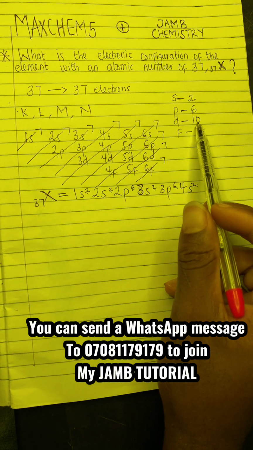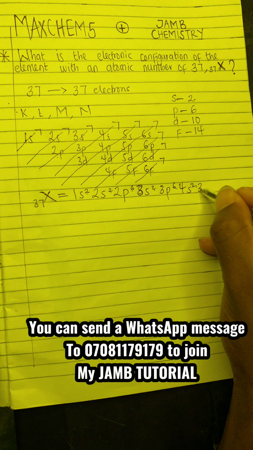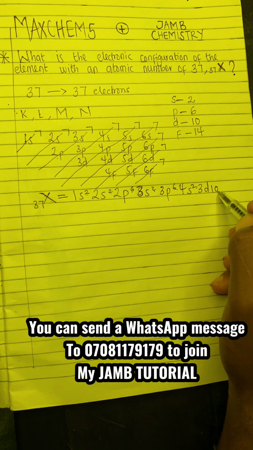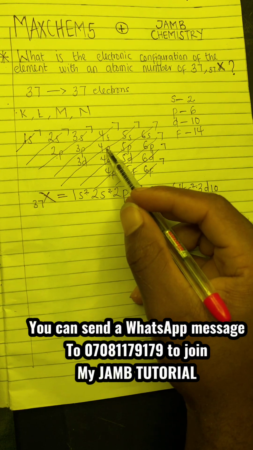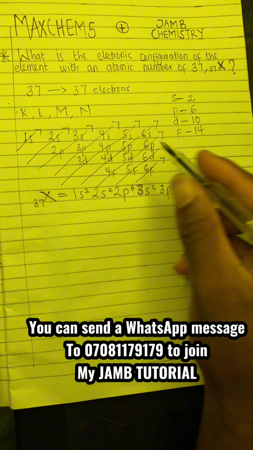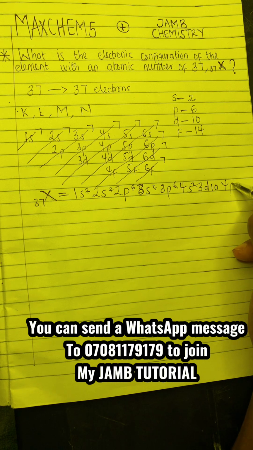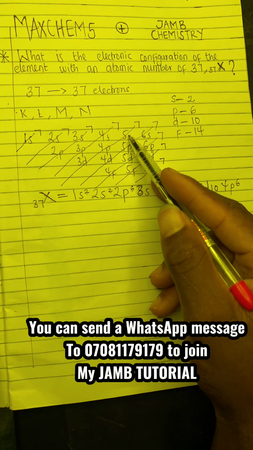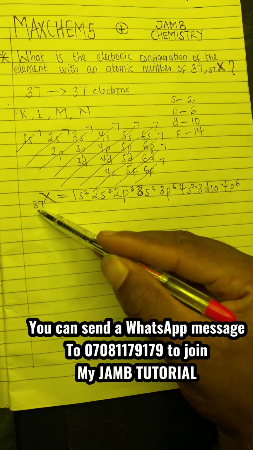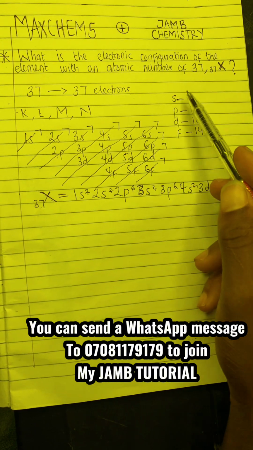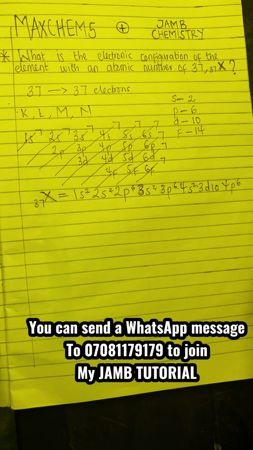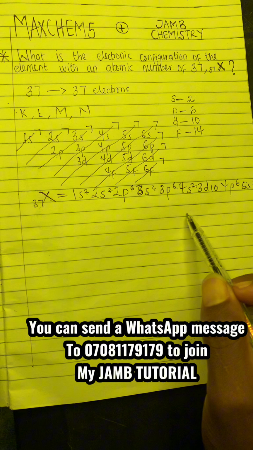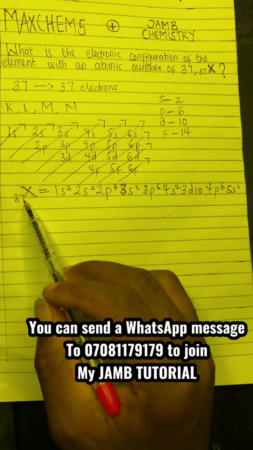D will take a maximum of 10 electrons. So 3d10. We are already at 30, right? Then 4p6, following this direction. We're already at 36. Then 5s. We only need one more since we're already at 36, right? And s usually takes two electrons, but we just need one. So it will be 5s1.